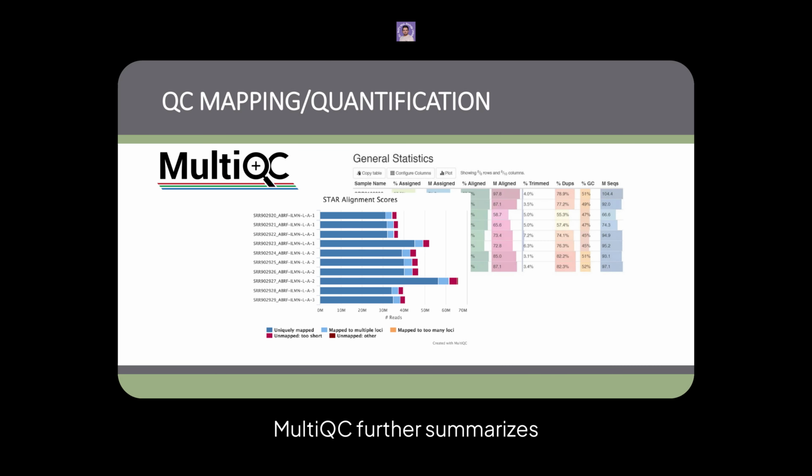MultiQC further summarizes STAR alignment scores. Bar plots show how many reads are uniquely mapped, multi-mapped, or remain unmapped for each sample. These distributions help us identify outliers, technical failures, or contamination before we proceed to interpret biological results.